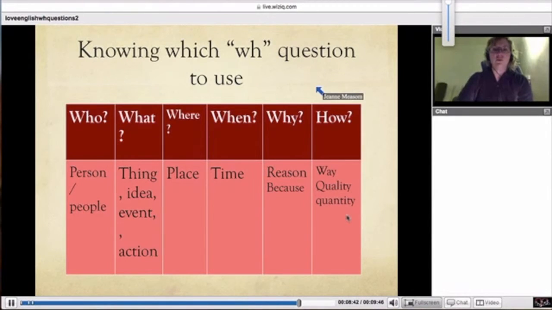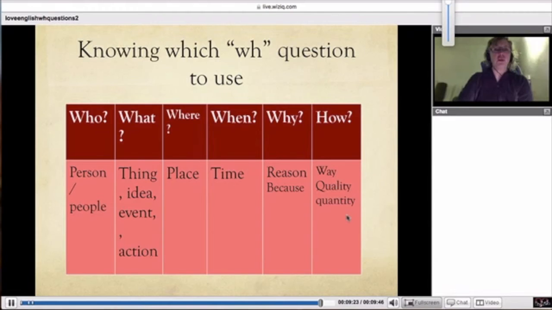Again, let's review. Knowing which WH question to use is really important and can take you a little while. So let's go over again. Our 6 WH questions are who, what, where, when, why, and how. Who is for person or people. What is for thing, idea, event, or action. Where is for place. When is for time. Why is for reason and because. And how is way, quality, and quantity.